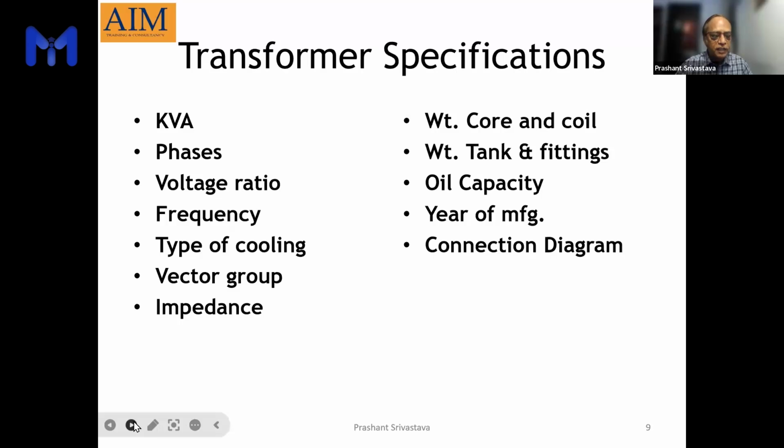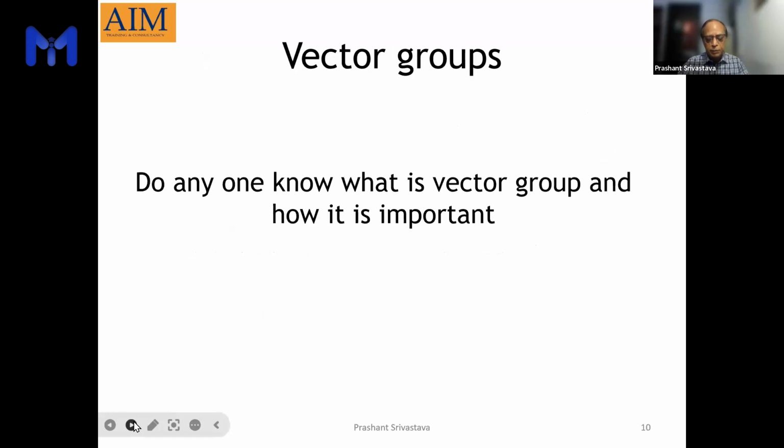So some of these specifications are written on your transformer nameplate. For example, kVA, phases, voltage ratio, frequency, cooling, vector group, impedance, weight of core, coil, tank, fittings, etc. So these are the important specifications, and they should be properly noted, recorded, and understood. Next, please.